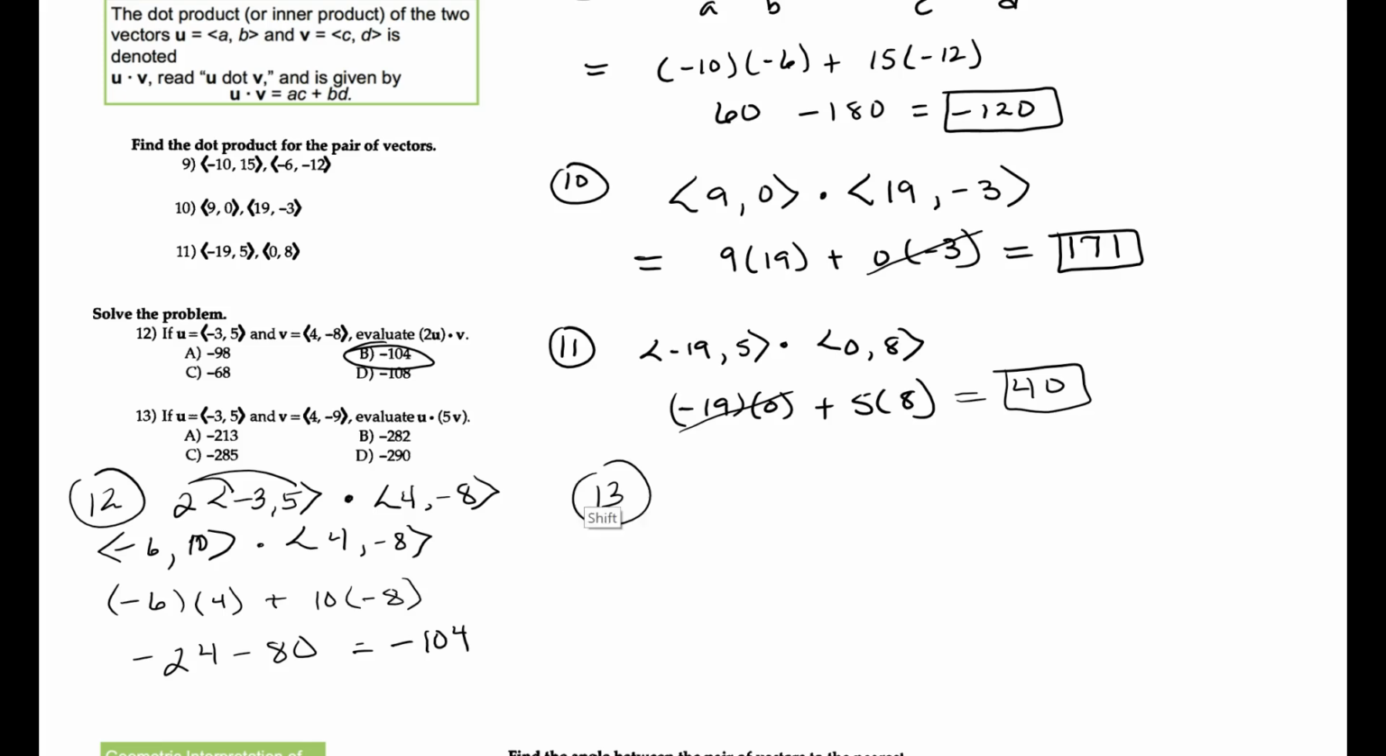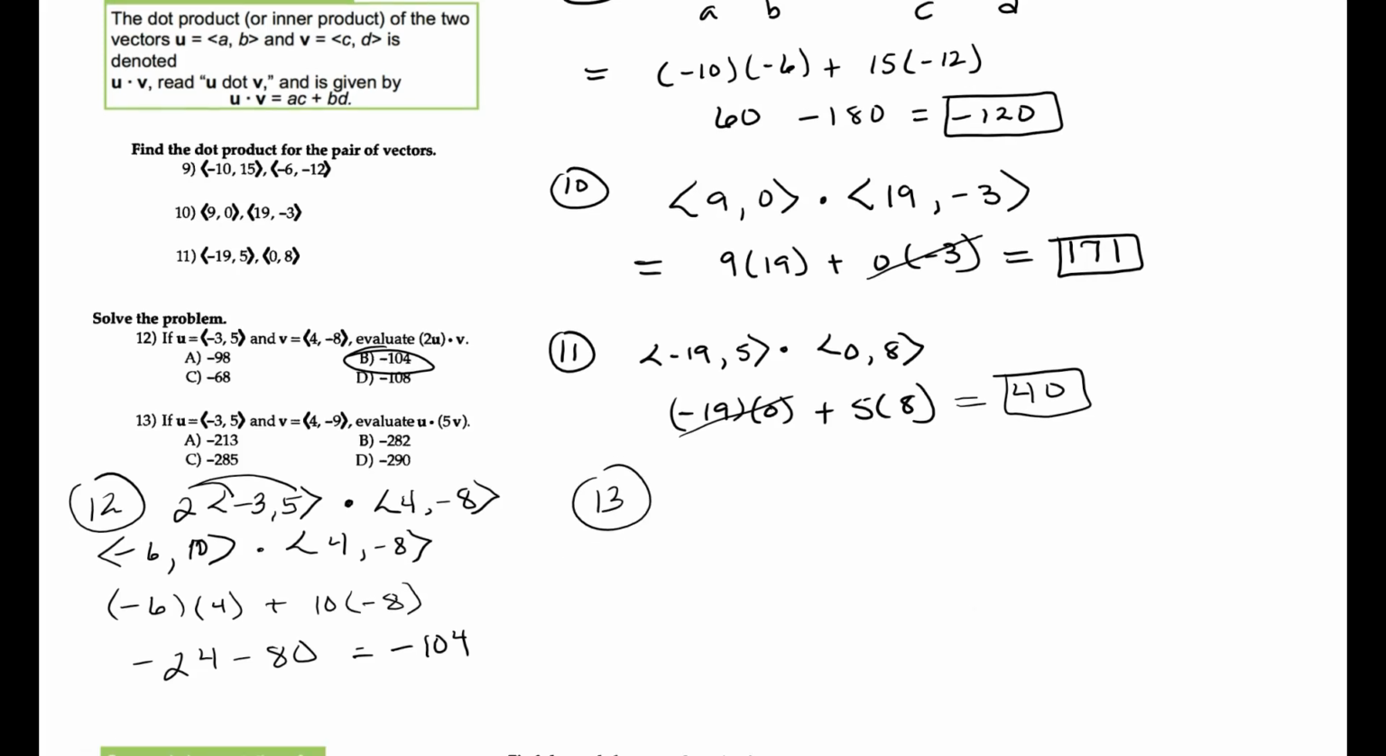One more example here. Number 13 says u equals negative 3, 5, v equals 4, negative 9. Evaluate u dotted with 5v. So u is negative 3, comma 5, and the vector v is going to get scalar multiplied by this 5. So we look something like this: negative 3, 5, dotted with 20 and negative 45. And then we do the dot product.